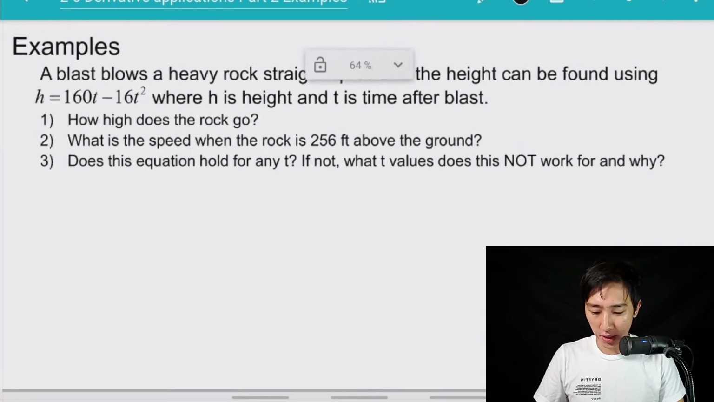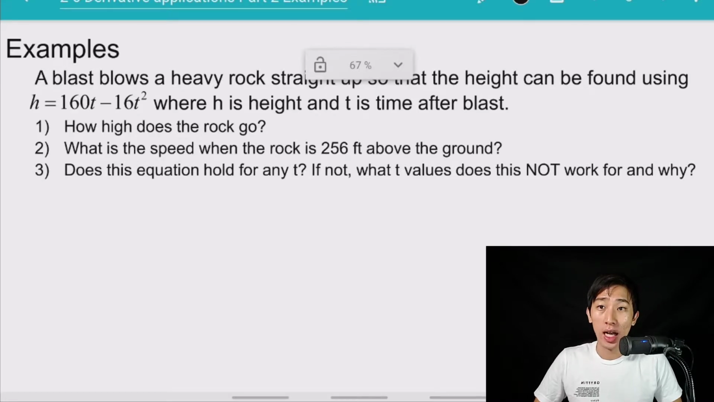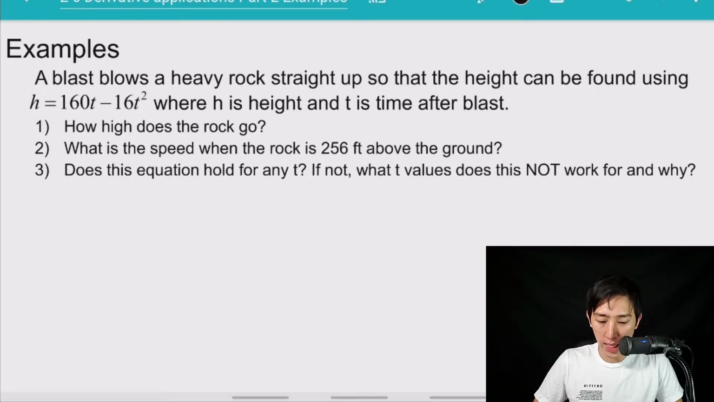All right, let's work with another problem. It says this. A blast blows a heavy rock straight up so that the height can be found using h equals 160t minus 16t squared, where h is height and t is time after blast. How high does the rock go? What is the speed when the rock is 256 feet above the ground? Does this equation hold for any t? If not, what t values does this not work for and why?